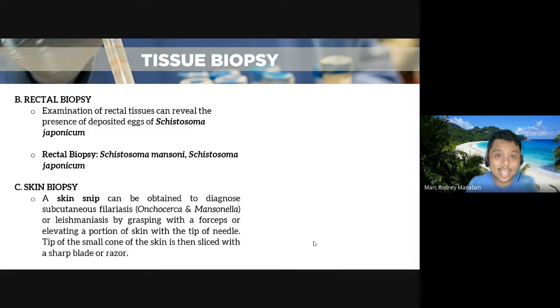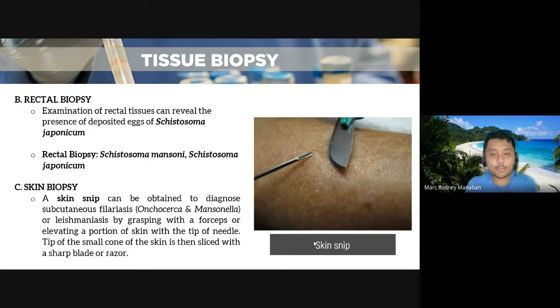And next is your skin biopsy. Your skin biopsy, also known as skin snips, is the specimen of choice for the detection of Onchocerca volvulus. As you can see, that was the answer in the pretest: skin snips. But aside from Onchocerca volvulus, you can also find Mansonella. So what you do is raise a portion of the skin using the tip of a needle, and then using a razor or sharp blade, you slice the skin. It should not bleed, only the fluid from the infection should come out. Then you examine it following tissue processing techniques, the histotech procedures. So again, skin snips, the specimen of choice for Onchocerca volvulus detection. That's for skin biopsy.